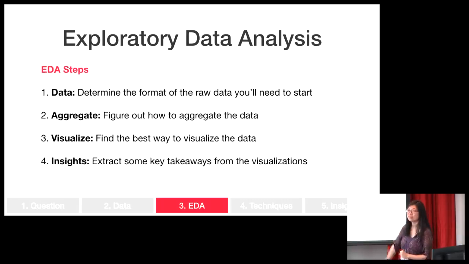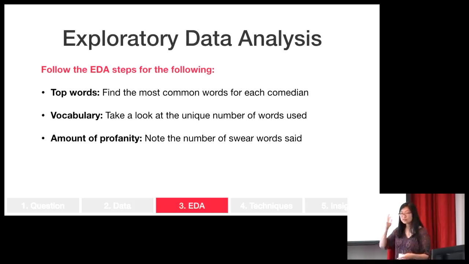OK, so at this point, these are the EDA steps that we followed. We figured out what format we need the data in. For finding the top words, we needed the data in the document-term matrix format. Then we had to aggregate that data, visualize it, and see if it made sense. What we're going to do in the notebook next is do this for 3 things: top words, for which we create word clouds; the size of the vocabulary for every comedian; and the amount of profanity.